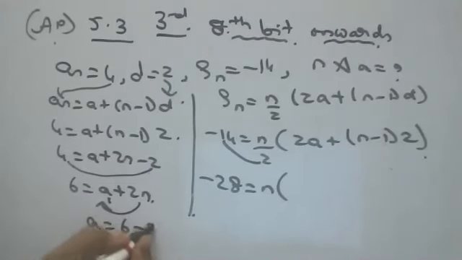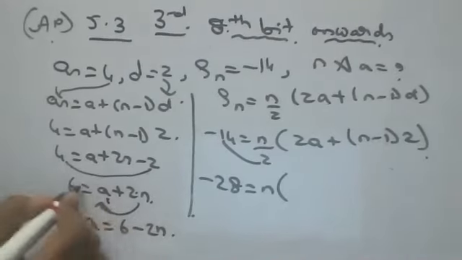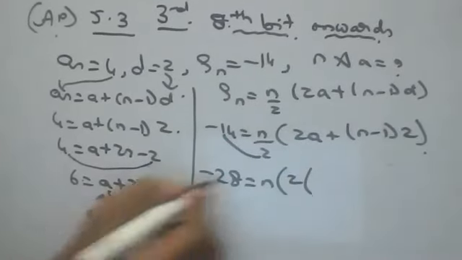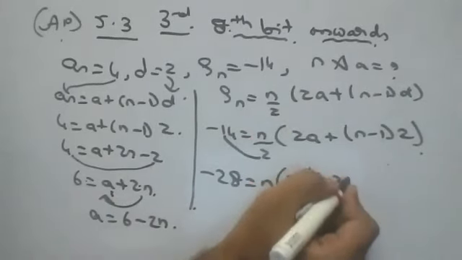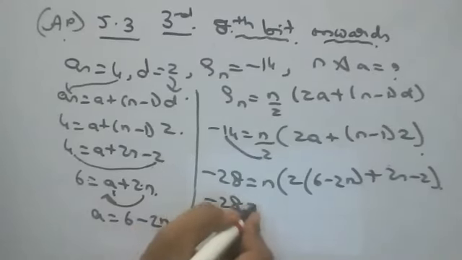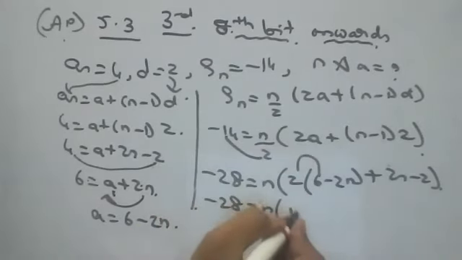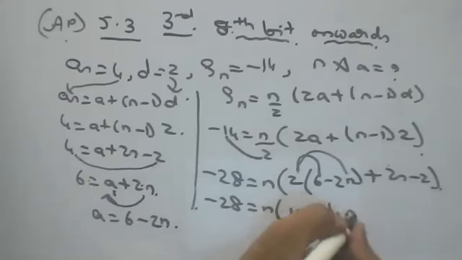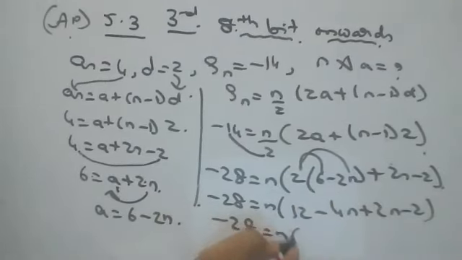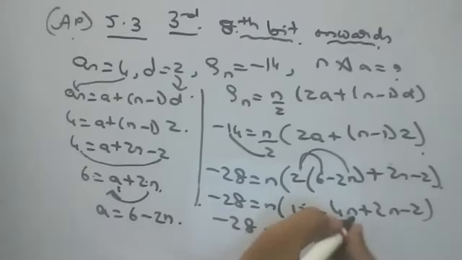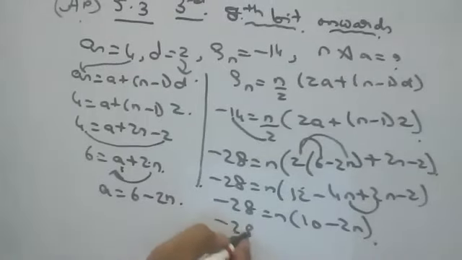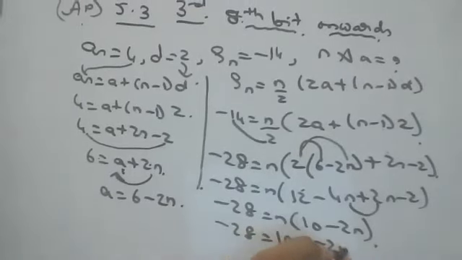Please all of you concentrate. A I am putting as 6 minus 2N. That I will substitute here: 6 minus 2N plus 2N minus 2. Okay, so minus 28 is equal to N into 2 6s are 12 minus 2 2s are 4N plus 2N minus 2. Please concentrate, children. 12 minus 2 is 10, minus 4N plus 2N is minus 2N. Okay children, so minus 28 is equal to 10N minus 2N square.